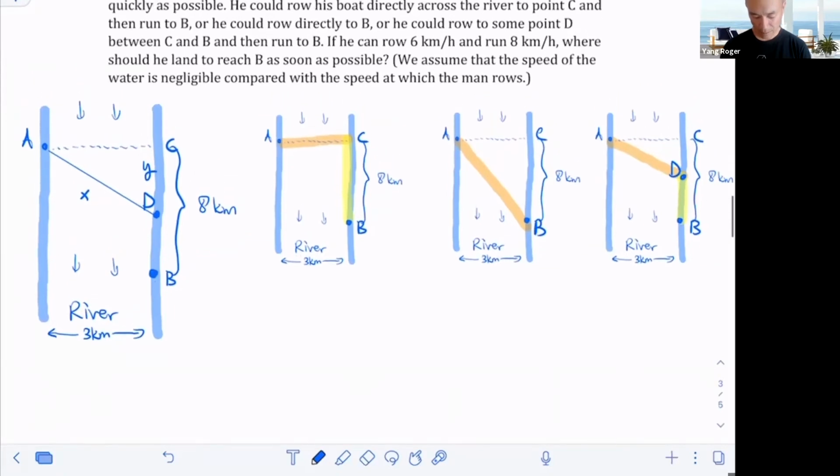Then if I label these two variables over here like this, what does this 6 kilometers per hour and this run 8 kilometers per hour represent? What is the 6 kilometers? I'm looking for D something, D something. Well, I'll tell you the other something, it's DT.